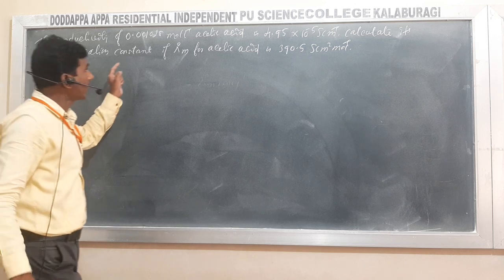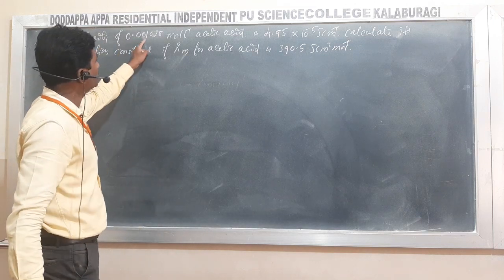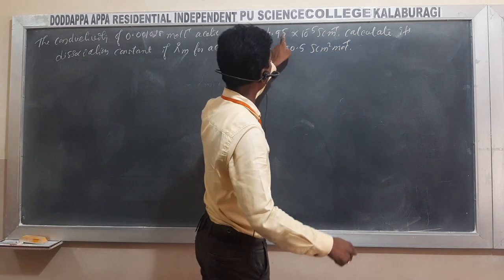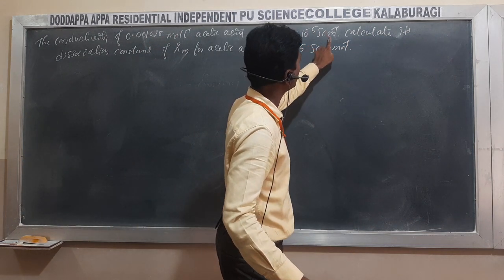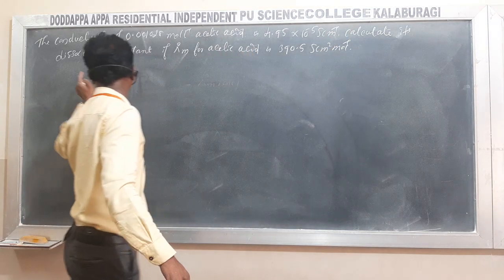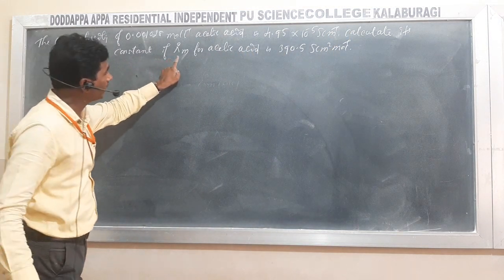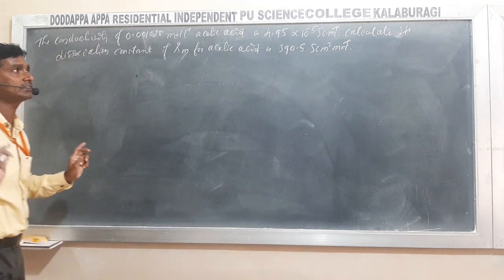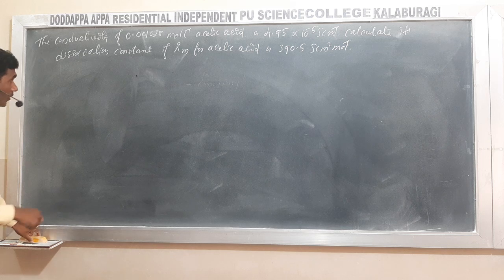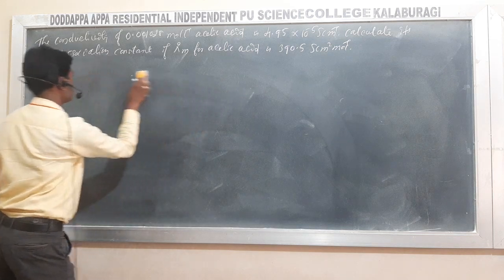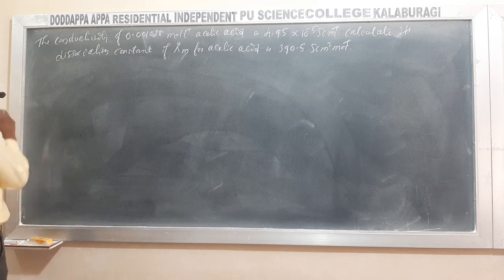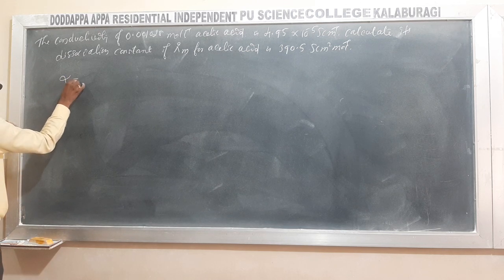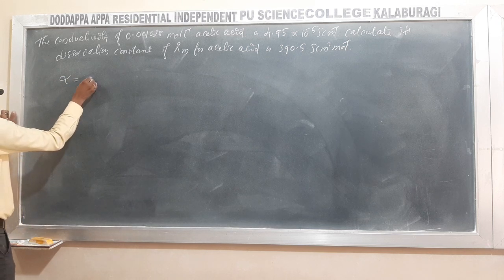So here you have to calculate: the conductivity of 0.001028 mole per liter acetic acid is 4.95 into 10 to the power of minus 5 S per centimeter. Calculate its dissociation constant if the limiting molar conductivity for acetic acid is 390.5 S cm² per mole. So here what you have to find out? Dissociation constant. Before going to the calculation of dissociation constant, you must calculate the degree of dissociation.